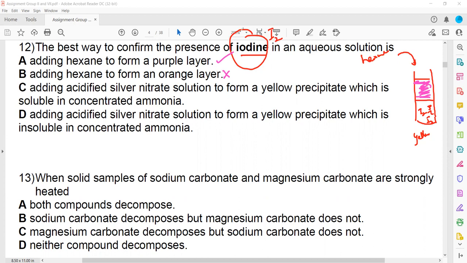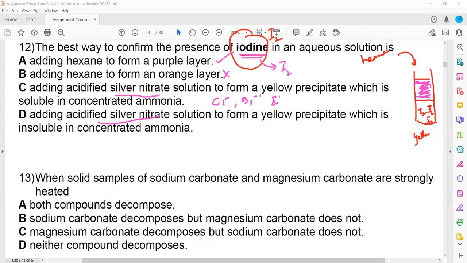If low concentration, pink. Add acidified silver nitrate. This is a test for iodide ion, like chloride, bromide or iodide. But this is not the test for the iodine molecule. That's why in the bold they write iodine. Iodine means I2, not iodide ion. So the silver halide test or silver nitrate test cannot be done on the molecule. It is for the halide ions such as chloride, bromide or iodide.